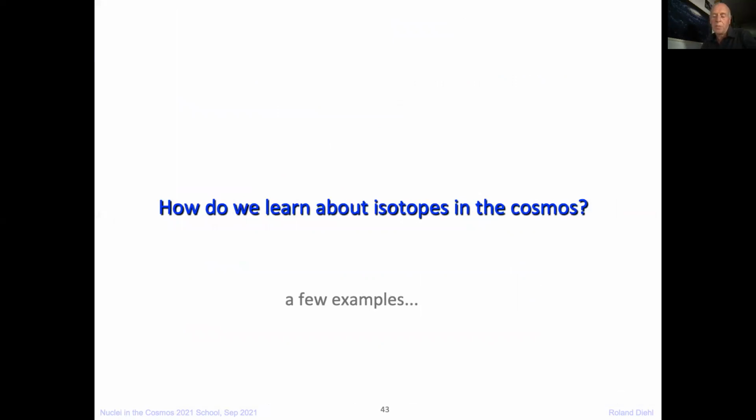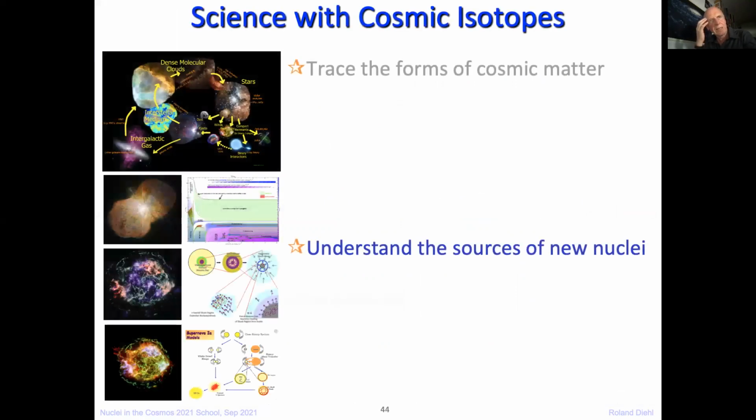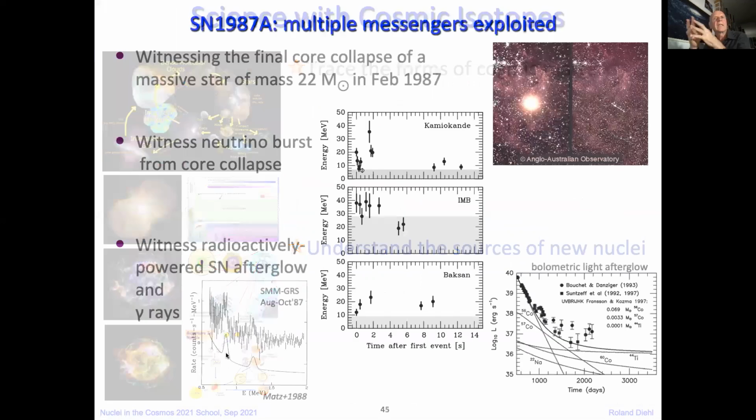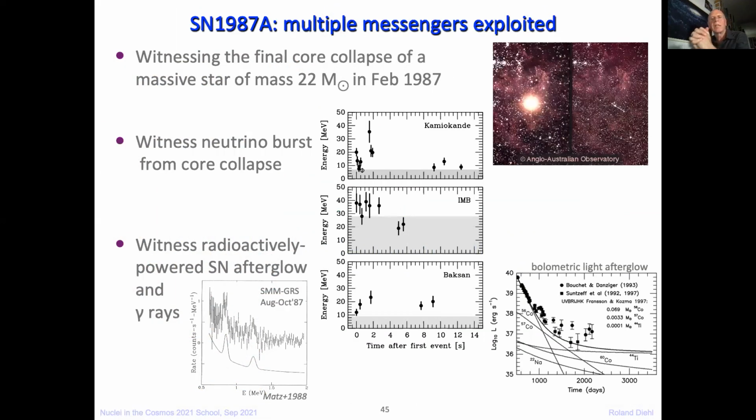So a few examples only, because I don't have so much time to discuss all the aspects that we have learned. But let me start with understanding the sources of nuclei. So let's look at individual stars, supernovae of the core collapse type or supernovae of the type 1a type, and see if we can make measurements there. So our prominent example of a core collapse supernova is supernova 1987A.